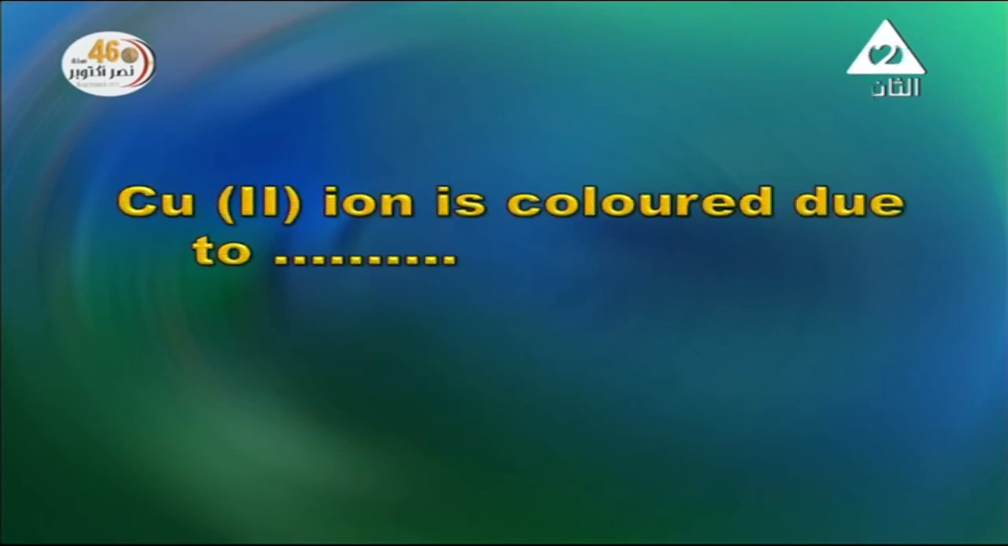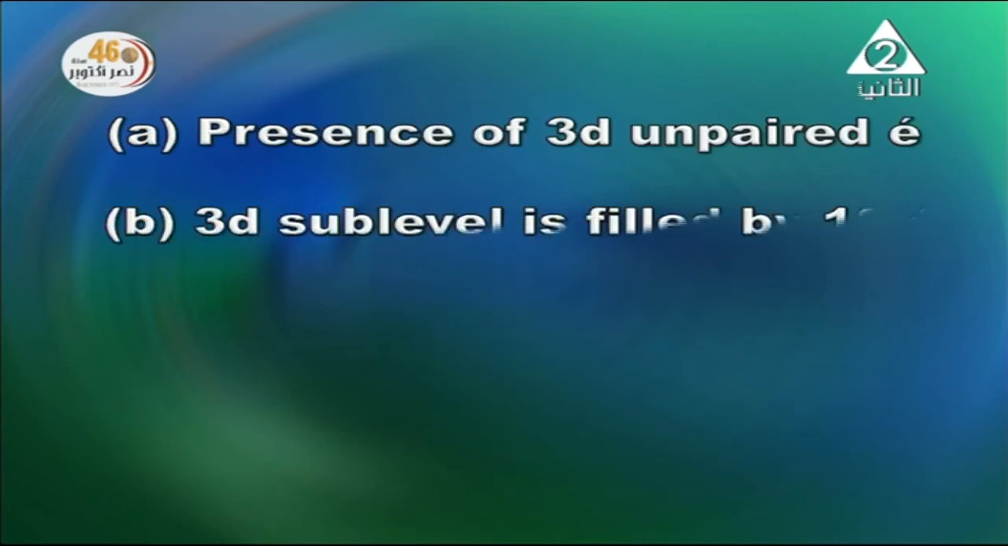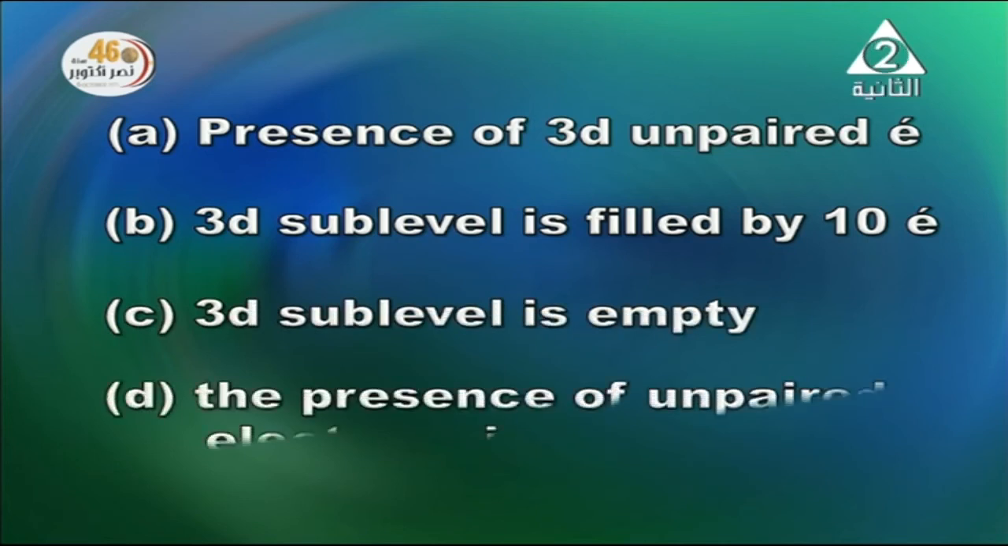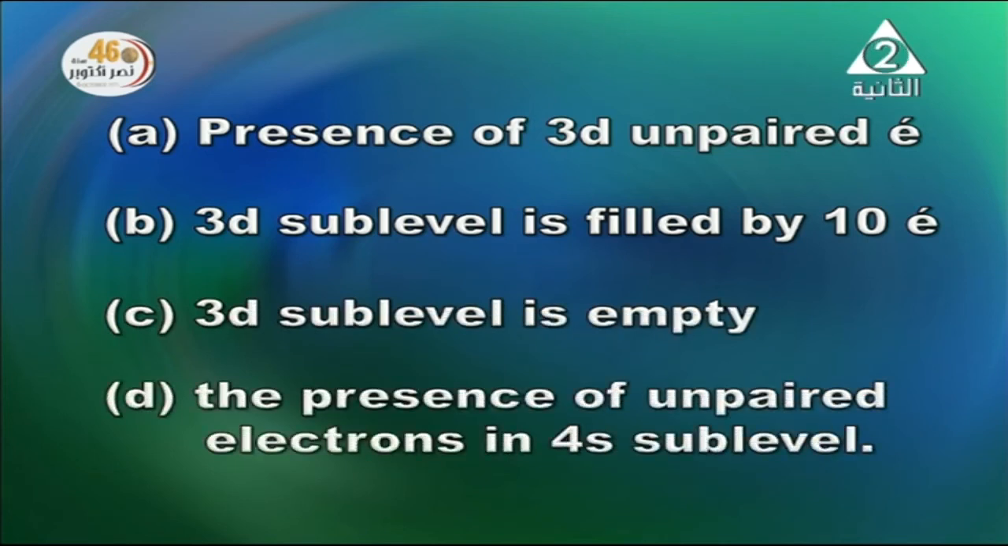Next point. Copper 2 ion is colored due to what? The presence of 3d unpaired electrons, 3d sublevel is filled by 10 electrons, 3d sublevel is empty, or the presence of unpaired electrons in the 4s sublevel. If you think about it, yes, the answer will be the presence of 3d unpaired electrons.